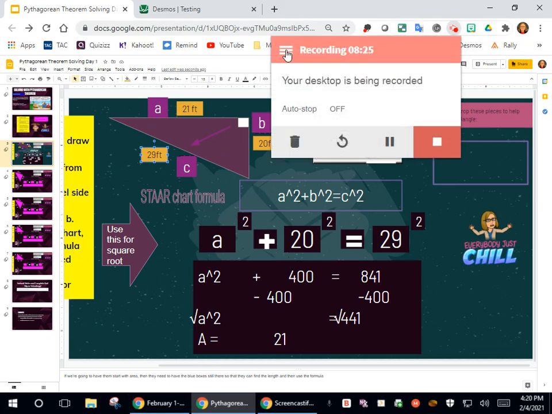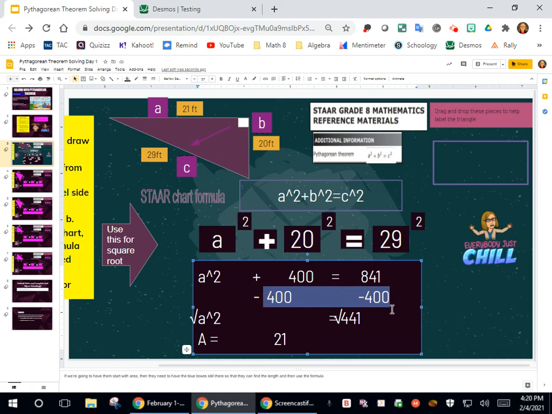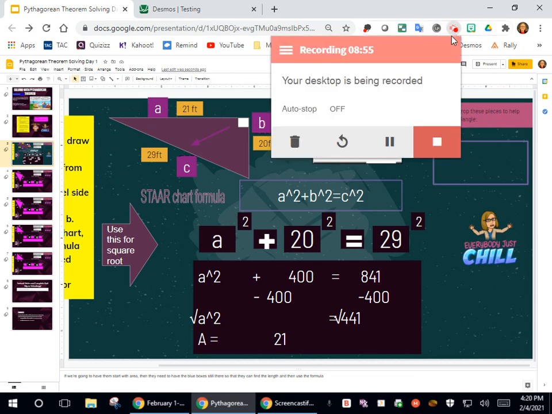So just take a look at what you'll do for the next slide. You'll have to replace whatever numbers you know. You'll have to square the numbers you have. You'll have to add the numbers if they're on the same side, or subtract the numbers if they're on opposite sides of the equal sign. And then you'll have to square root to get the side length. Just takes a little practice, folks.